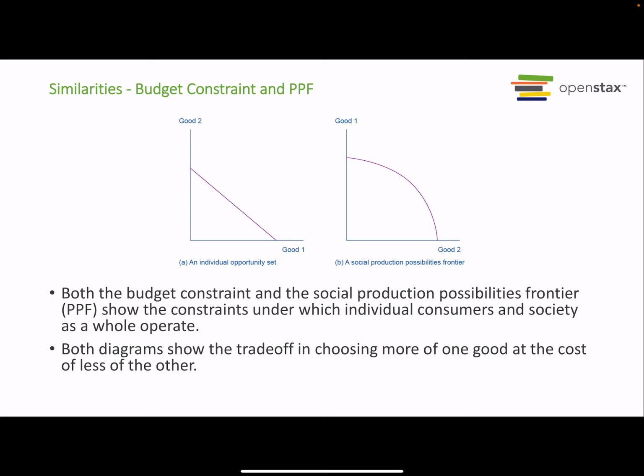Your differences, though: your budget constraint is going to have a constant slope because it's a straight line, whereas the PPF is curved, showing the diminishing marginal nature of the model.